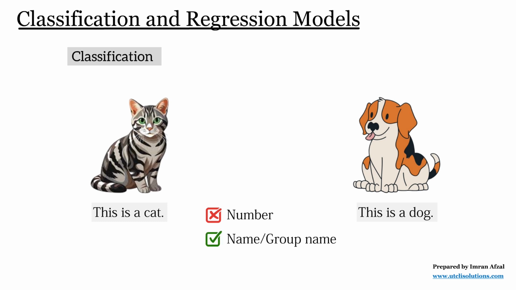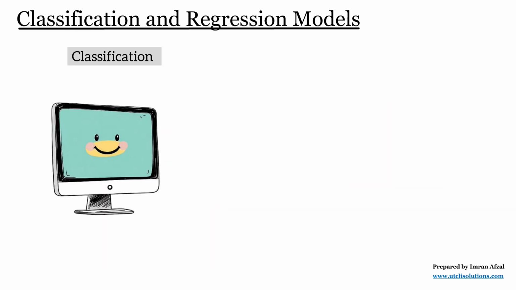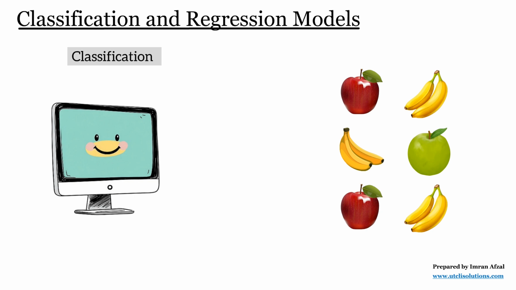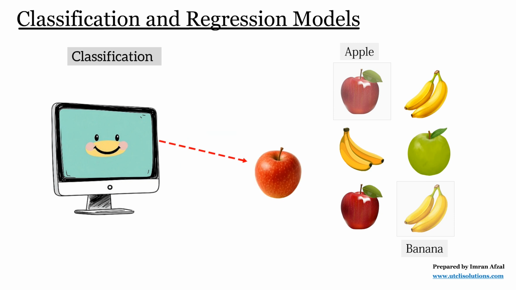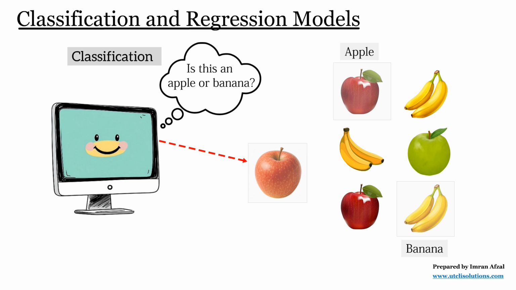The computer learns by looking at many examples. For example, if you show the computer many pictures of apples and bananas, it will slowly learn how apples look and how bananas look. Then, when you give it a new picture, it will try to guess, is this an apple or a banana? That is classification. The computer chooses a group name based on what it has learned.